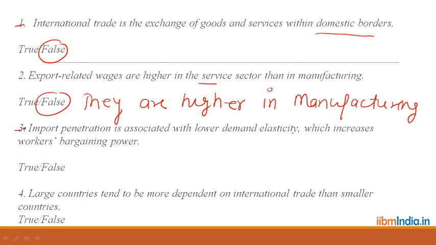Number three: import penetration is associated with low demand elasticity, which increases workers' bargaining power. True or false?